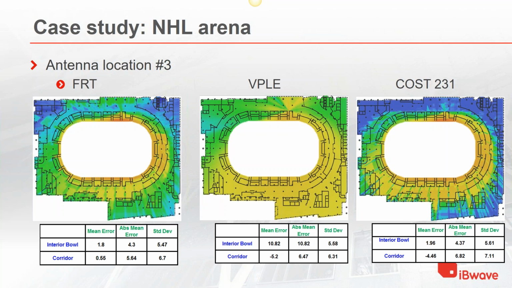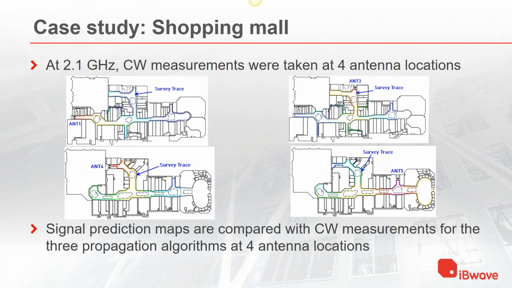So, to conclude, in NHL Arena, FRT has been very consistent. COST 231 had maybe a couple of runs where it did not have as bad accuracy. For example, here we have those two were okay, and there was one on the previous slide, but past that, the majority of them were vastly more inaccurate than FRT. And that comes from the complexity of the venue.